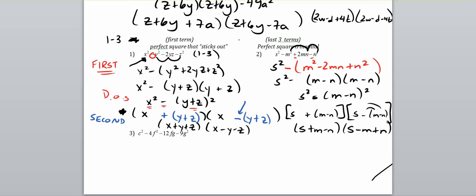Go ahead and try to do number 3. Kind of pause the video and do that on your own, and then come back and check your answer.